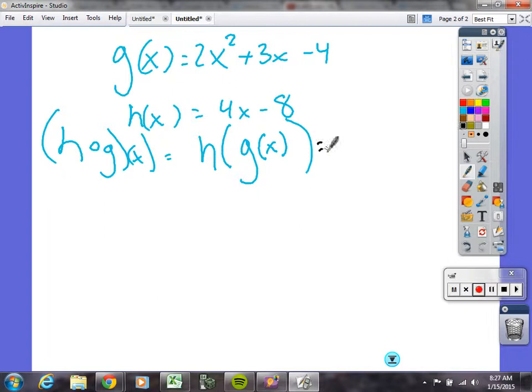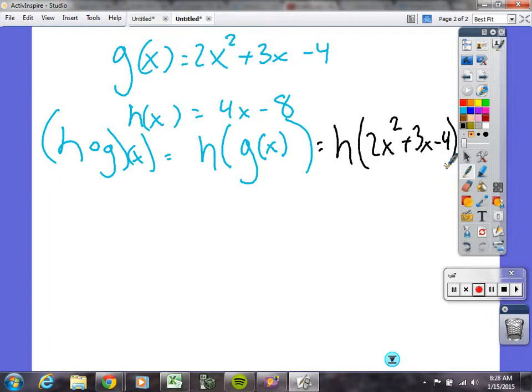Well, I know what g of x is, don't I? What is it? 2x squared plus 3x. Now doesn't this look like what we've done in the past few examples? Well, it's not multiplying. Not multiplying. Sorry, I'm really trying to hit that because some people think that, right? But it's not multiplying. What's happening?